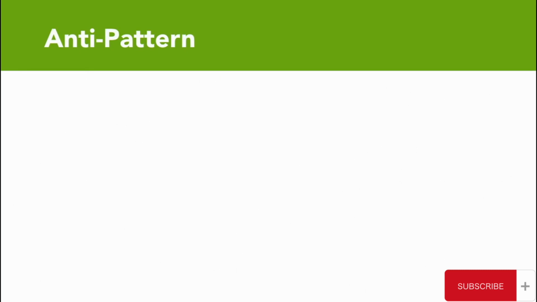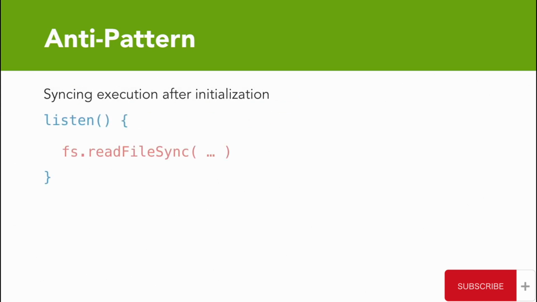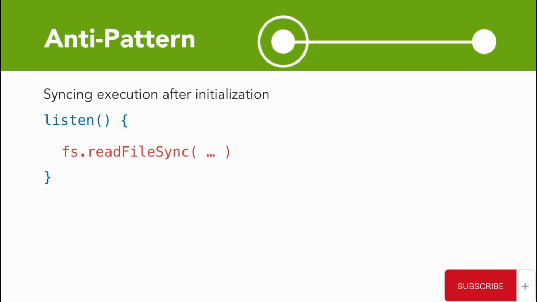There are several anti-patterns in JavaScript that we try to avoid. It's an anti-pattern in JavaScript to change or extend a prototype on an instance. This code really smells and can create all sorts of havoc in our applications. In Node, it's an anti-pattern to use synchronous execution after you've initialized your app. JavaScript has only one thread, so we shouldn't block it. This code would make our application slow for all of our connected users.